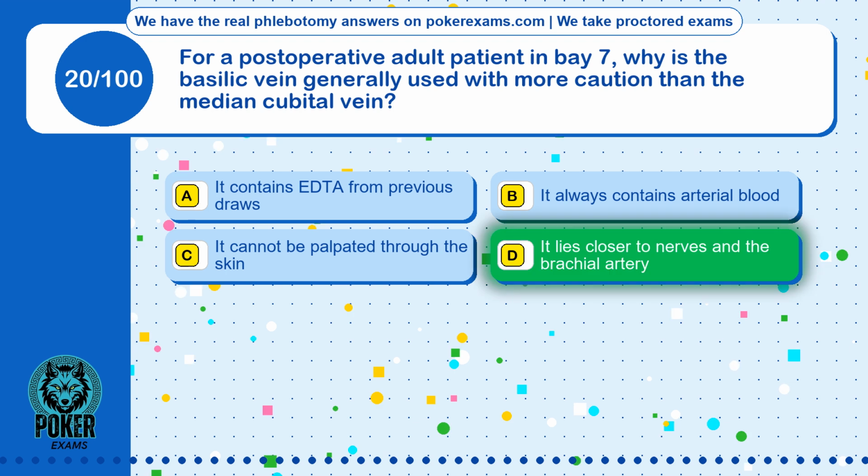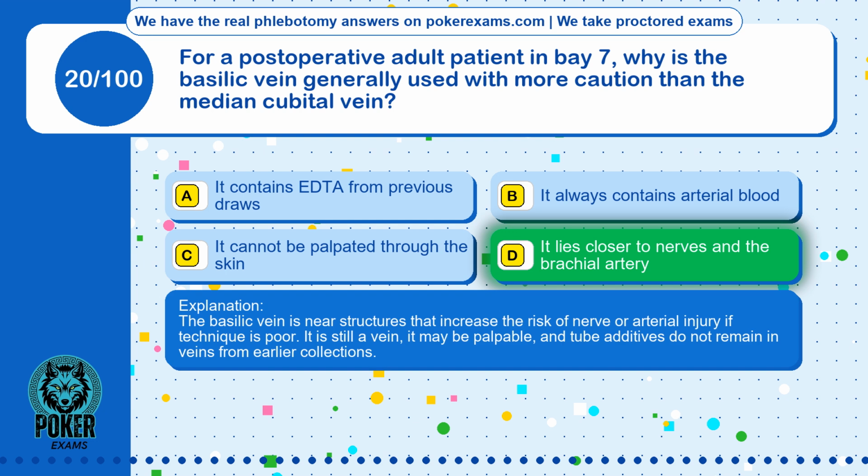The correct answer is option D. It lies closer to nerves and the brachial artery. The basilic vein is near structures that increase the risk of nerve or arterial injury if technique is poor. It is still a vein, it may be palpable, and tube additives do not remain in veins from earlier collections.